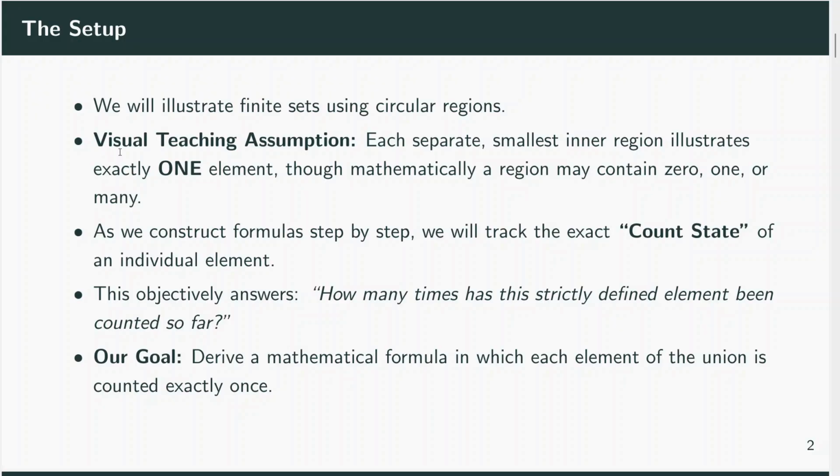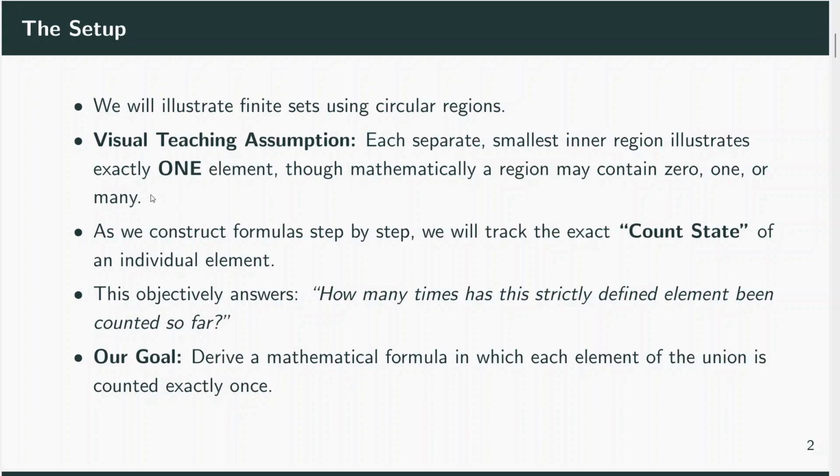When you look at the picture and you see one of those small, distinct inner regions, the smallest compartments the circles create by overlapping, you should think of that region as representing exactly one element. Just one single thing sitting there. I want to be upfront with you. Mathematically speaking, any region could contain 0 elements, or 1, or 100. But for the purpose of building our intuition visually, each small region in our pictures will represent exactly one element. This is our teaching agreement, and it will make everything much cleaner to understand.